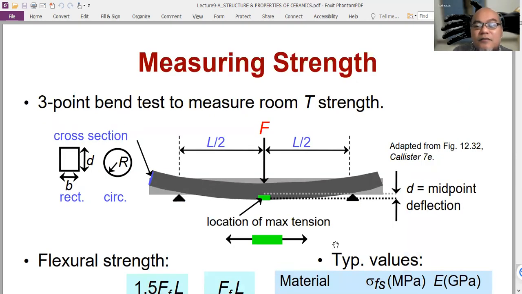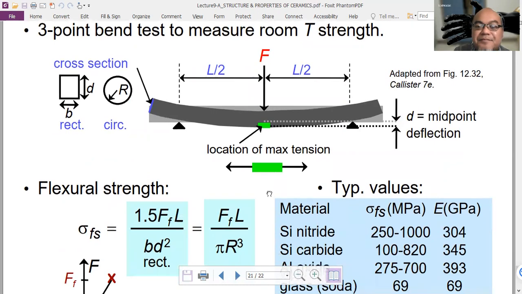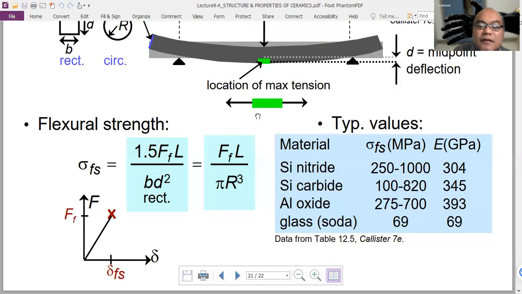Then to measure the strength, similarly with the three-point bending test, we put the force in the middle, and the maximum tension will be at the bottom surface at the middle. Then we apply the force until it breaks, where this is the fracture force, FF.